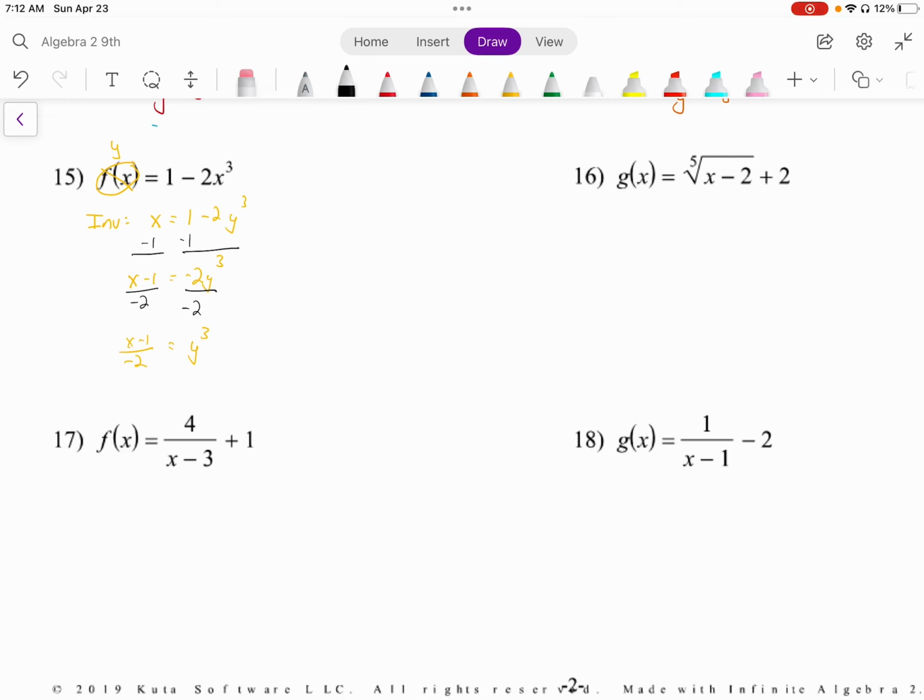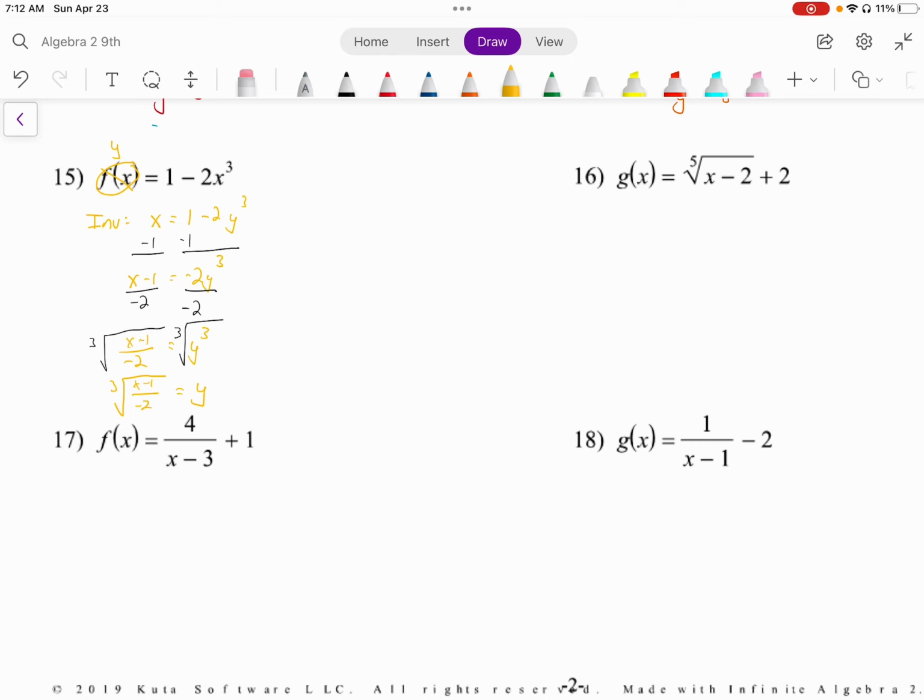And then we need to get rid of a cube. So what's the inverse of cubing? Well, it's the cube root. And for right now, I'm going to go against one of our rules here, and I'm going to leave it in this form. It's not proper form because we have a fraction inside a radical. But our goal here is to be able to find the inverse, not necessarily put it in the correct form.